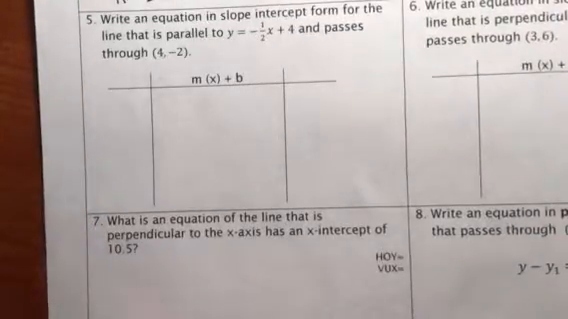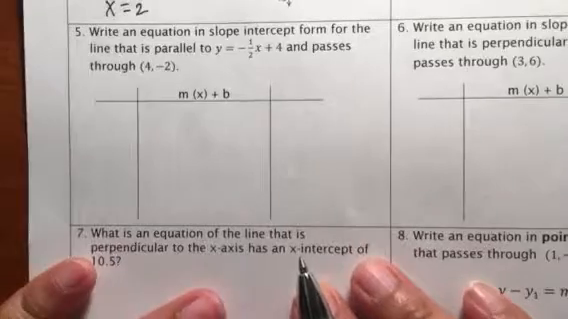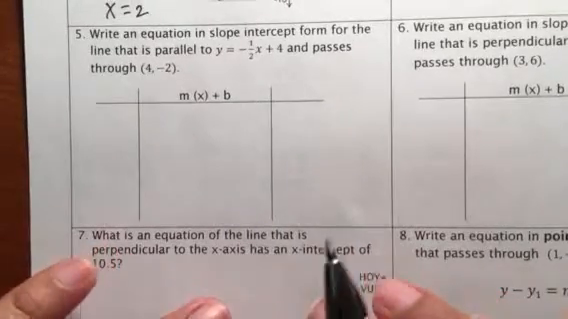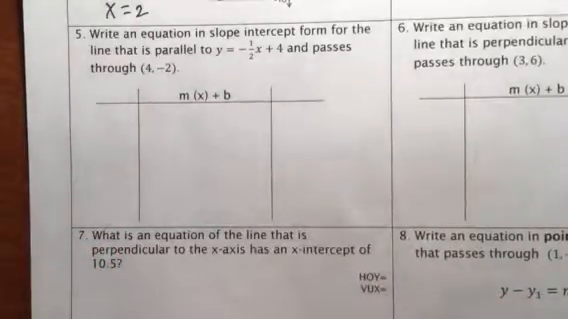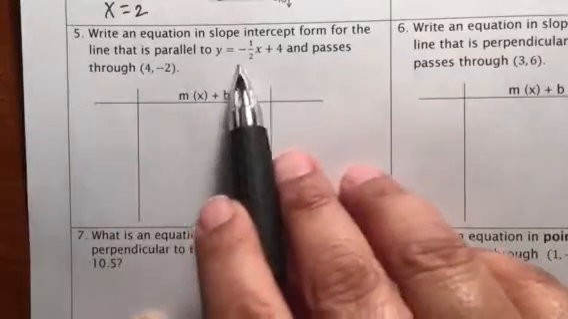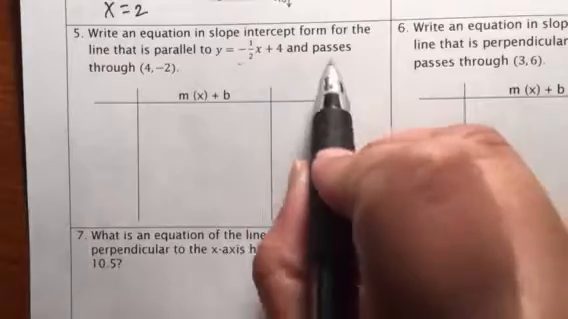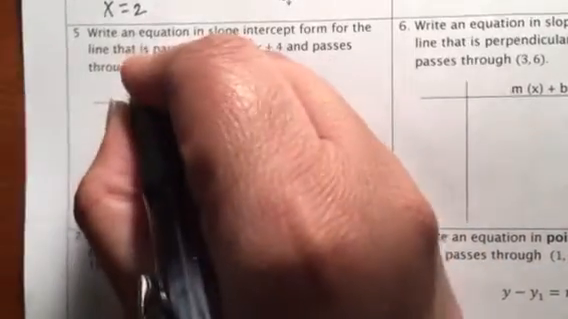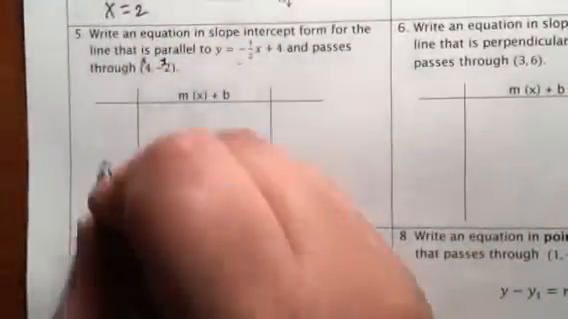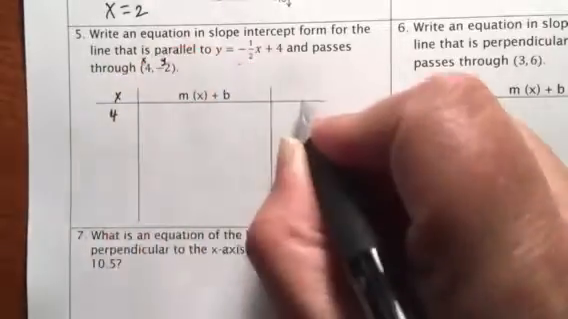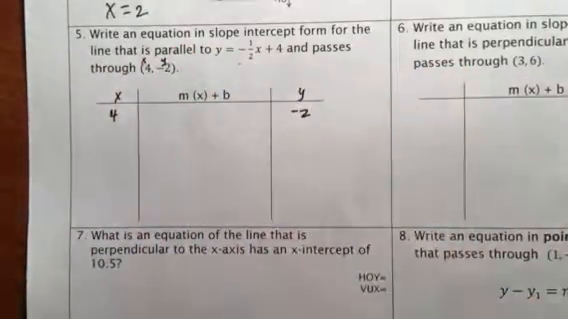So on this problem, we want to write this in slope-intercept form. And we want it to be parallel to this equation. And it goes through the point 4, -2. So I know those numbers will go there.